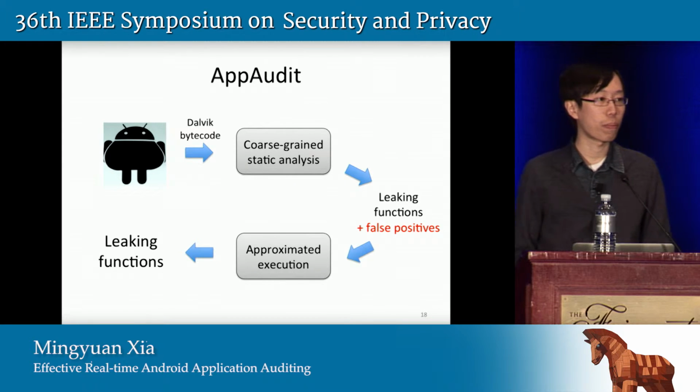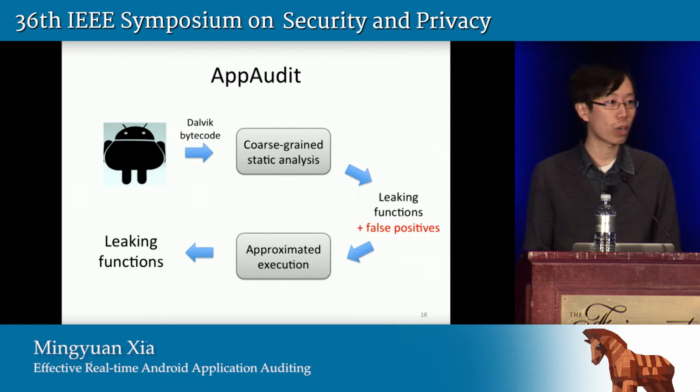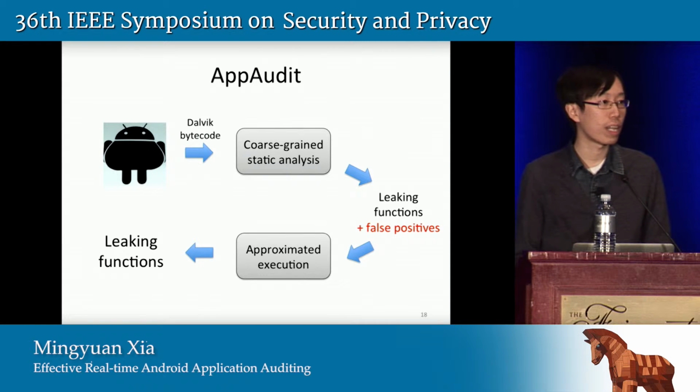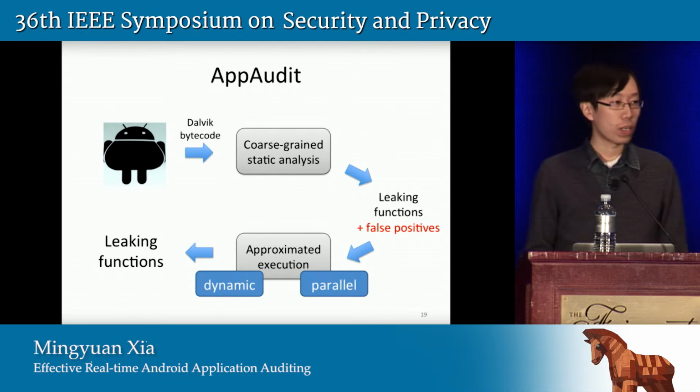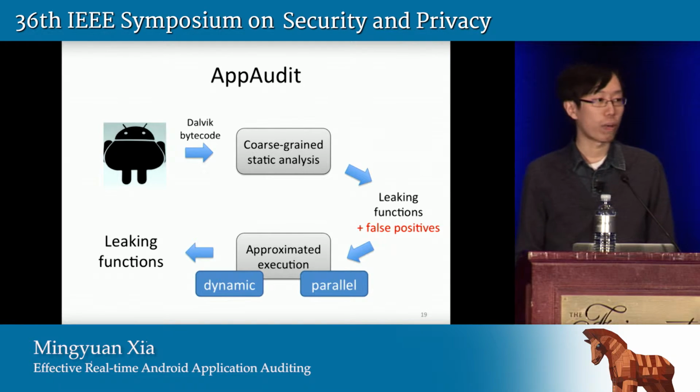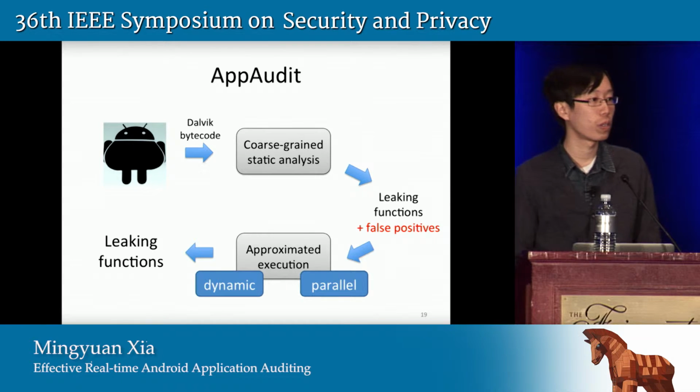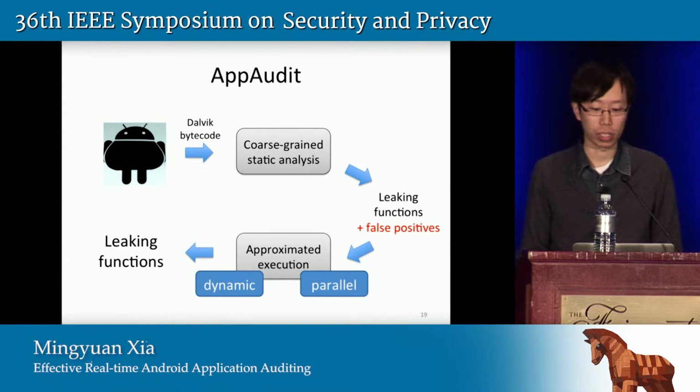Then we use this approximated execution to examine each of those functions. It's a dynamic analysis, and it will confirm that the data is actually being leaked. Because it's a dynamic analysis, in a sense, it relies on executing the function to confirm leaks, so it's much more efficient than static ones. And also, we can examine multiple functions in parallel to further improve performance at this stage.